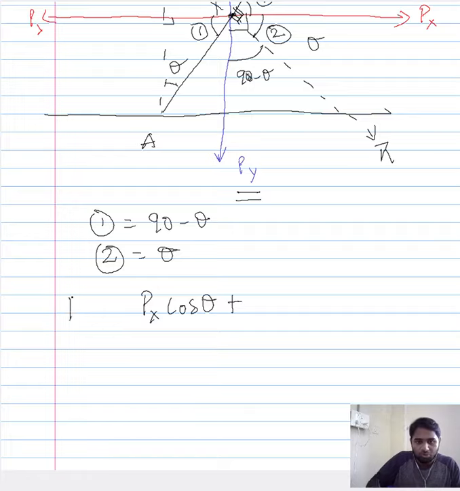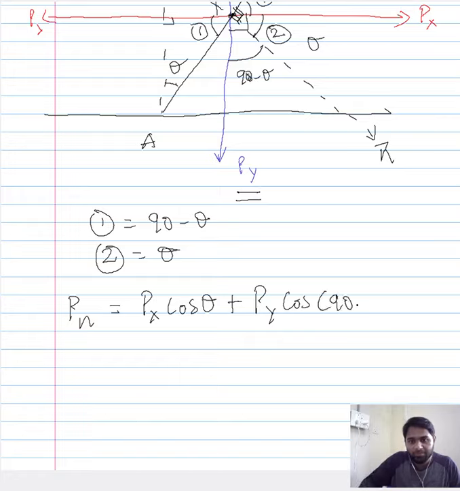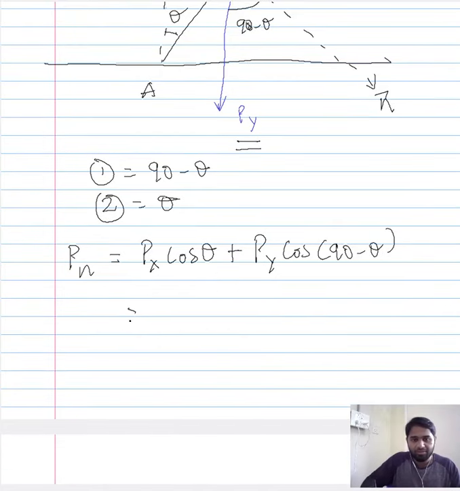So this is the load that is acting along the normal direction. It should have two components, one that comes from the load acting along the x direction and one from the load acting along the y direction. So we have to write it as Py cos of the angle between the y direction and the normal direction, or the desired direction, so cos of 90 minus theta. Ultimately this expression would look like Px cos theta plus Py sin theta.